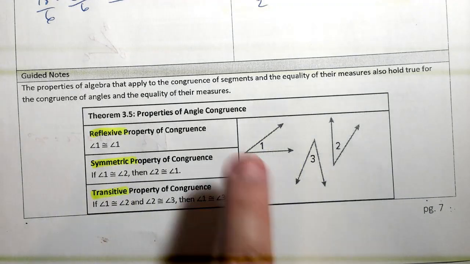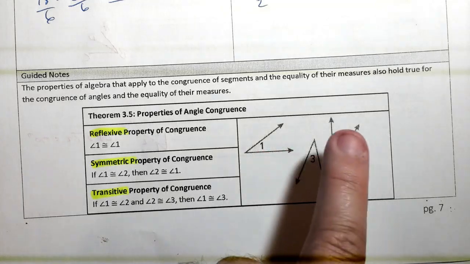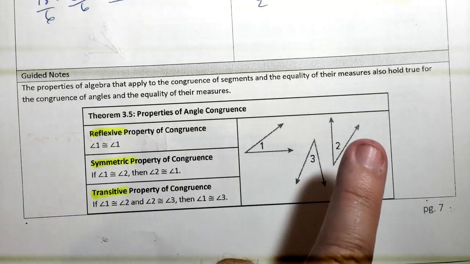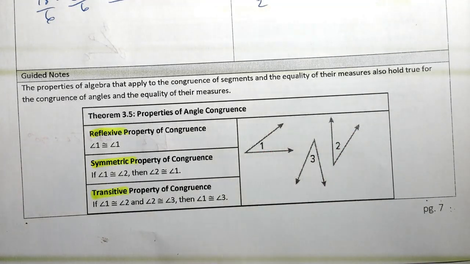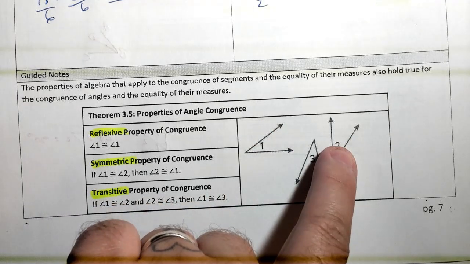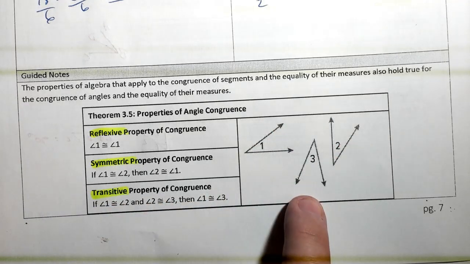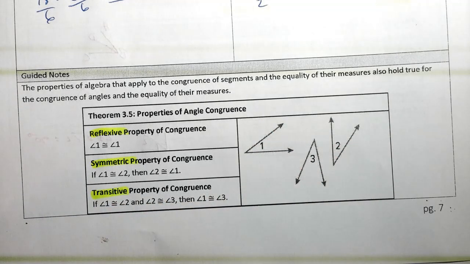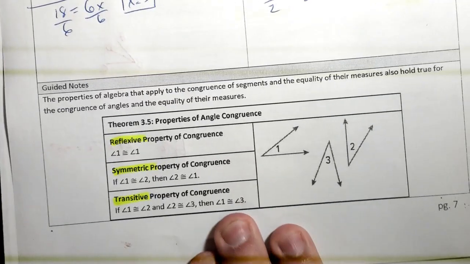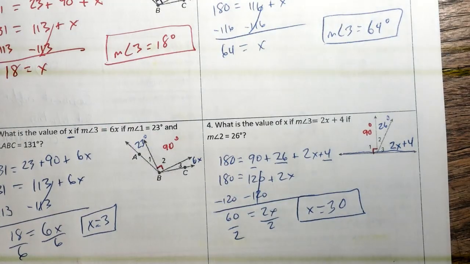Symmetric says that if angle 1 is congruent to angle 2, then angle 2 is congruent to angle 1. Just flip-flop it. Okay, and then transitive is talking about all three. It says that if 1 is congruent to 2, and 2 is congruent to 3, then 3 and 1 have to be congruent. Okay, let's flip over here. We're going to move on to page 8.